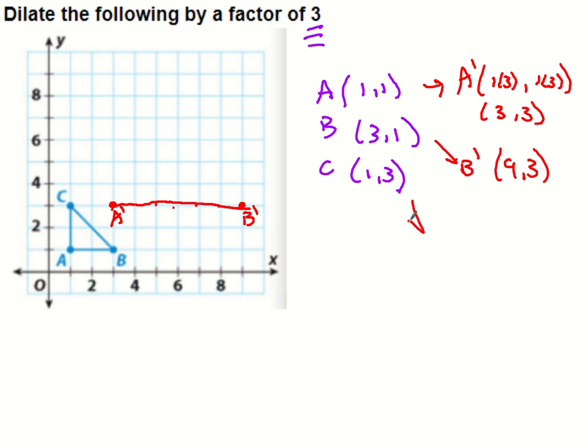Finally, for C, I'm going to multiply by 3. That's going to give me 3, 9. So that's 3, 9. There's C. And then there's the new triangle with the scale factor 3. I made it 3 times larger.